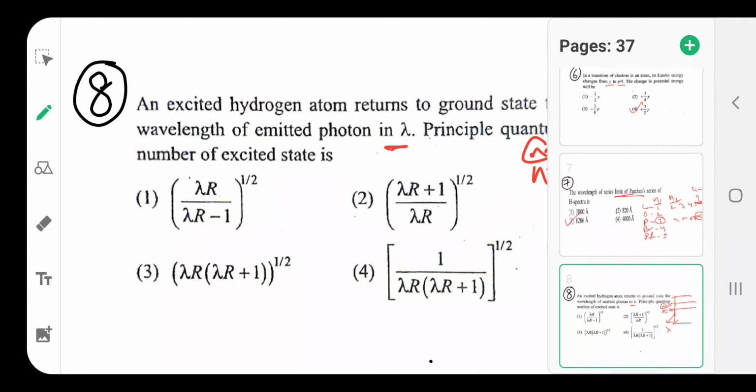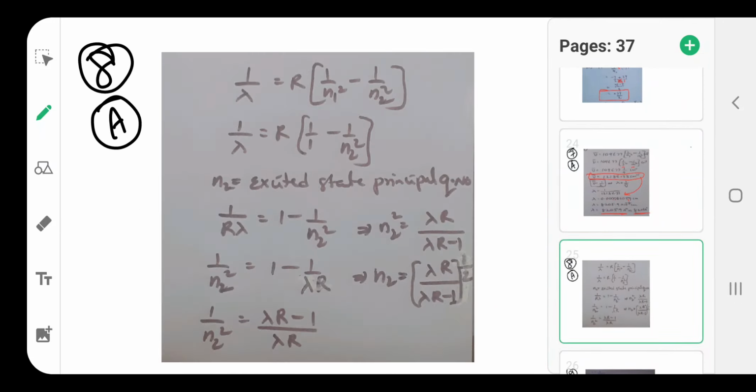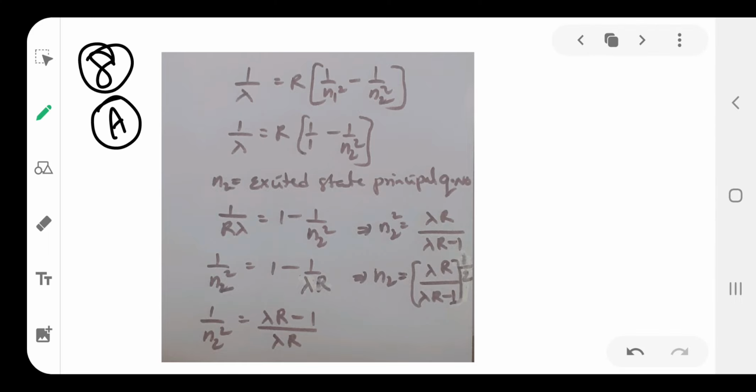That is the question. Then see here: 1 by lambda is equal to R into (1 by n1 square minus 1 by n2 square). Here the transition is from the excited state to the first orbit, so the n1 value is 1. So 1 by lambda is equal to R into (1 minus 1 by n2 square). We don't know the n2 value; that is what we have to find out. Here n2 is the excited state principal quantum number. Then 1 by R lambda is equal to 1 minus 1 by n2 square.